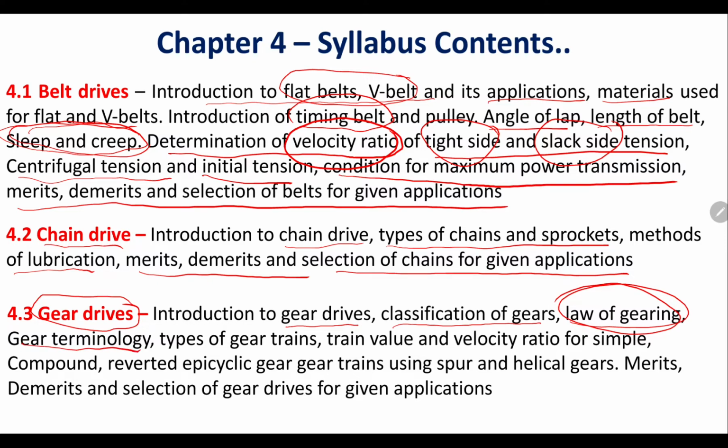Then there is gear terminology. Then we will study types of gear trains, train value and velocity for simple, compound, reverted and epicyclic gear trains using spur and helical gears. So gear trains are of three types: simple gear train, compound gear train, reverted and epicyclic gear trains. After that we will study merits, demerits and selection of gear drives for the given applications. So these are the syllabus contents of unit number 4, or chapter number 4.